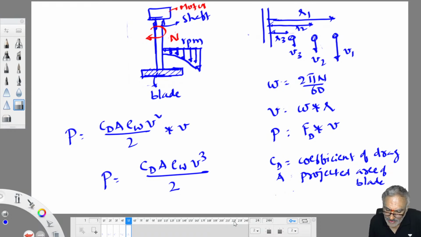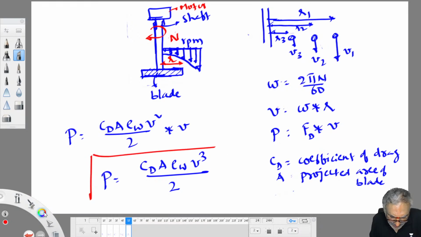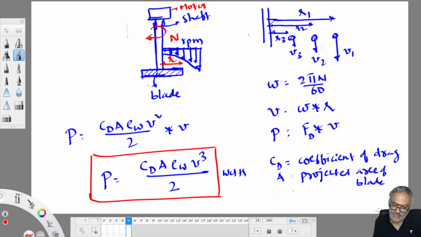You can take the V value here, and this R, from the center of the shaft. Here we can calculate V at the tip of the blade. So V is equal to omega into R, and using this equation we can work out power. Power we get in watts. Cd A rho V cube by 2. That's how we can work this out.